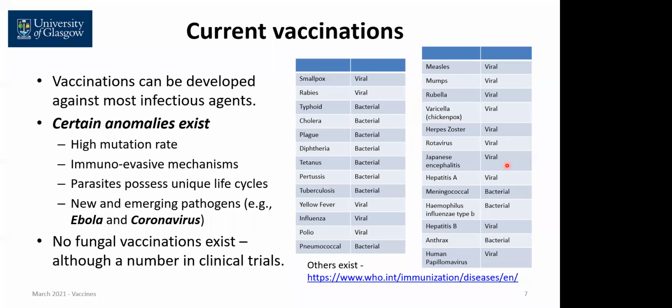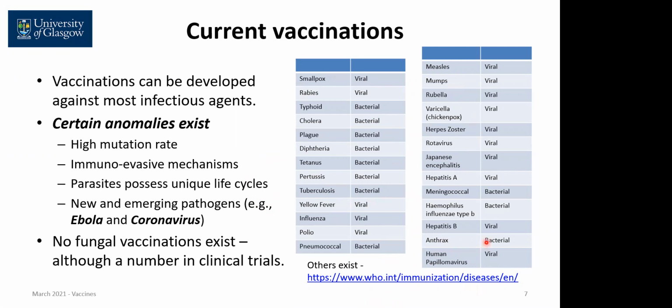So the current vaccines or vaccinations that are in circulation within the world are listed here. These are a list of them. There's many others as well, and you can find these at the World Health Organization website. But vaccinations can generally be developed against most infectious agents.